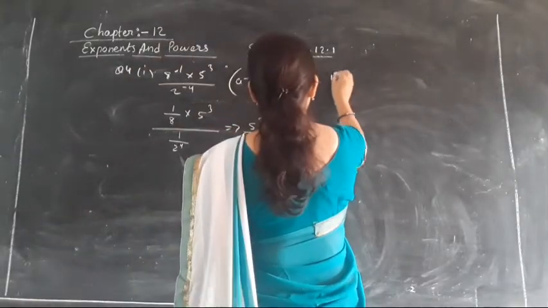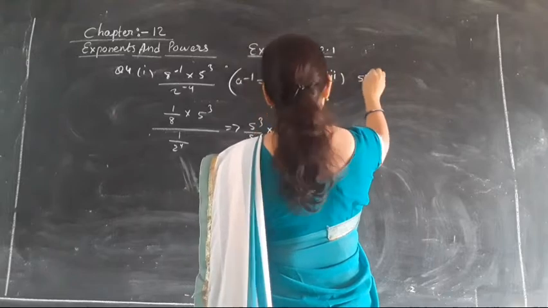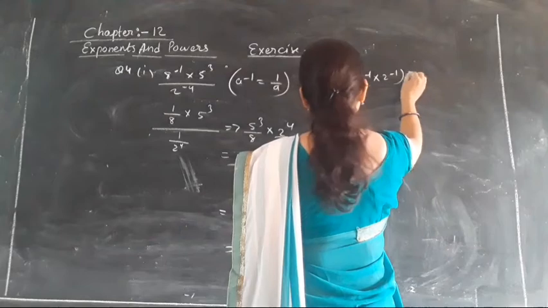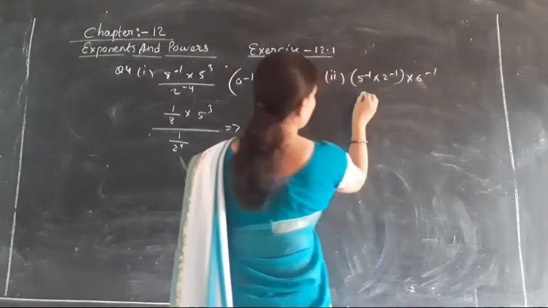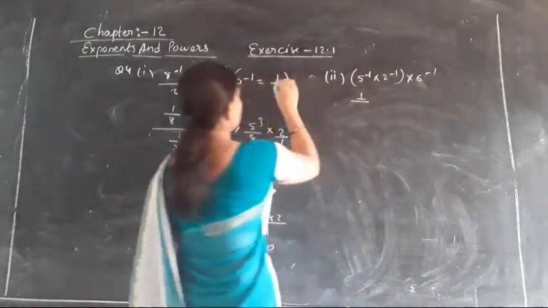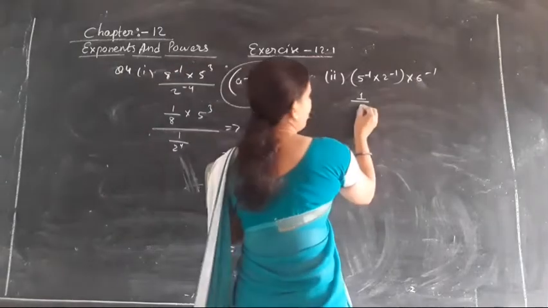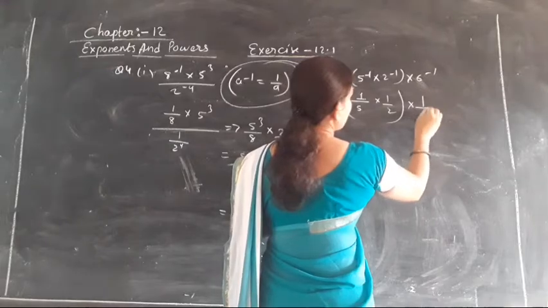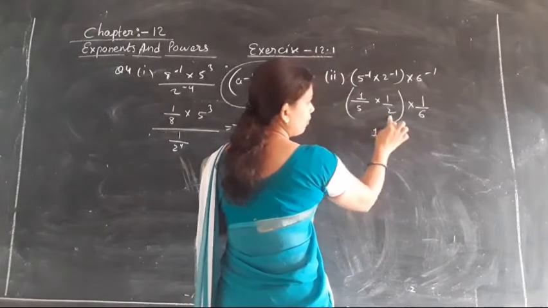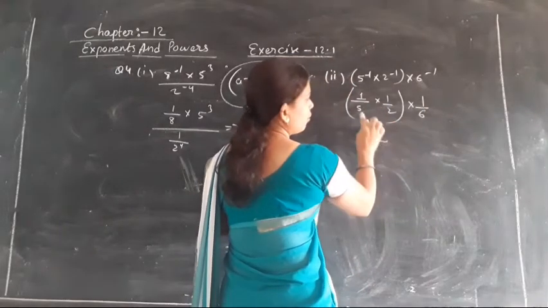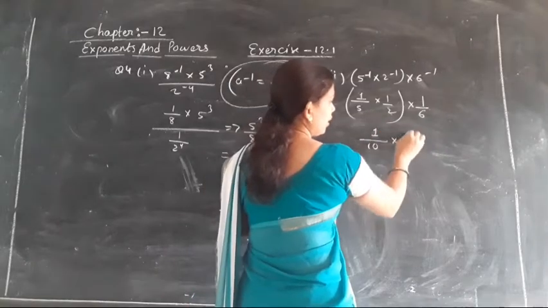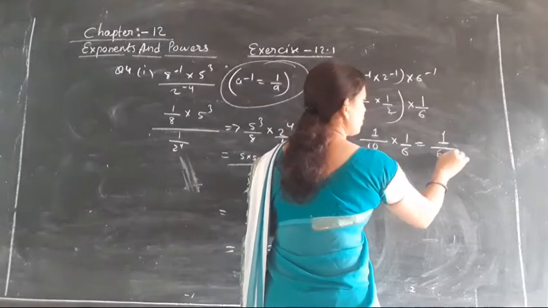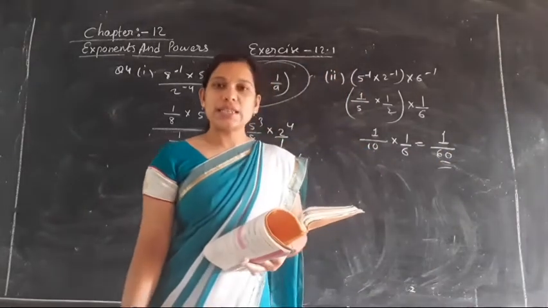In the second part of question number 4, we are having 5 to the power minus 1 into 2 to the power minus 1 into 6 to the power minus 1. So using the laws of exponent, we get 1 upon 5 into 1 upon 2 into 1 upon 6. So here it will become 1 into 1 into 1, which is 1. 5 into 2 will be 10. Then 10 into 6 will be 60. So the answer will be 1/60.